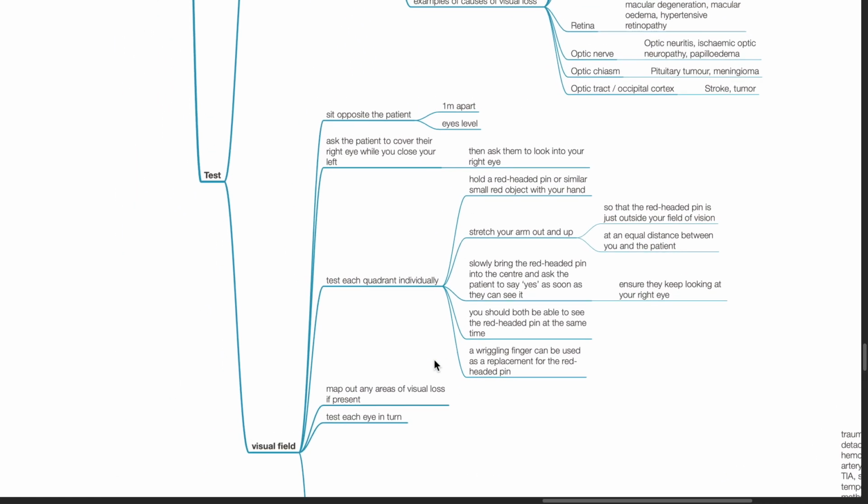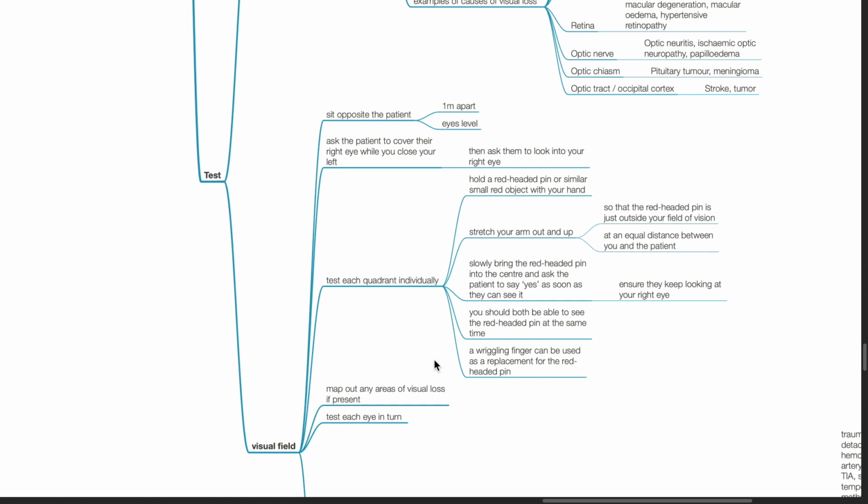Testing of visual field. First, sit opposite the patient 1 meter apart, eyes level. Ask the patient to cover their right eye while you close your left, and ask them to look into your right eye. Test each quadrant individually. Hold a red-headed pin or similar red object or a wriggling finger. Stretch your arm out and up so that the red-headed pin is just outside your field of vision, at an equal distance between you and the patient.